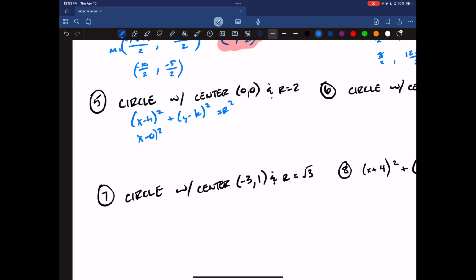It's going to be x minus 0 squared plus y minus 0 squared. And then it says radius is 2. So it's going to be 2 squared. That's simply going to be x squared plus y squared equals 4. That's how you do that.